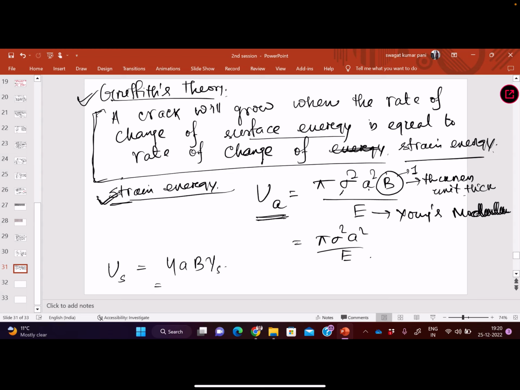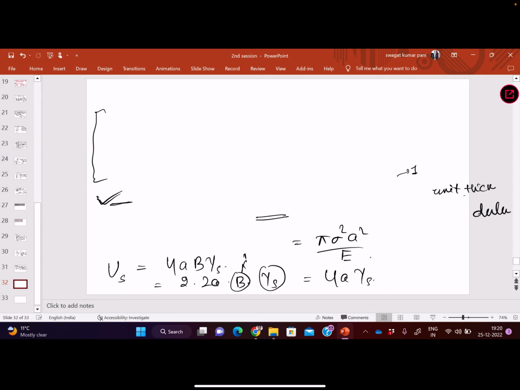This just comes because you have two surfaces, 2 into, again this you can assume as 1. This is the surface energy, gamma s. So 4a gamma s you can write. So you can just differentiate this.